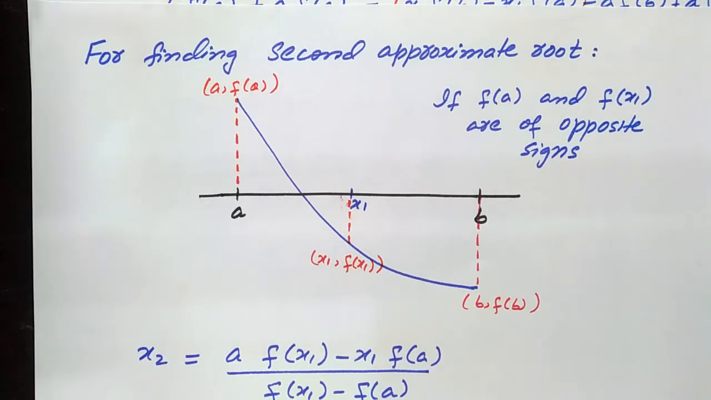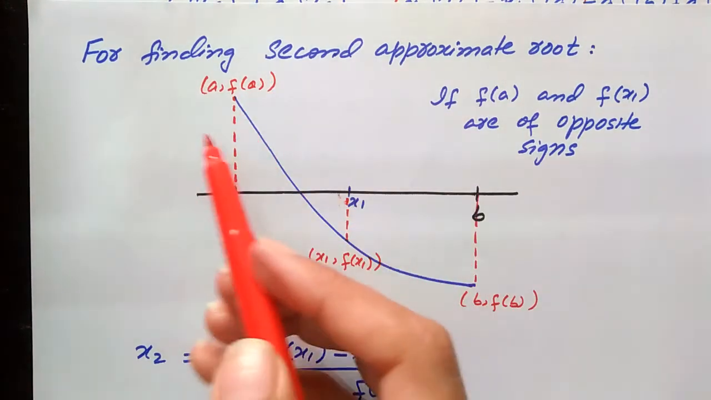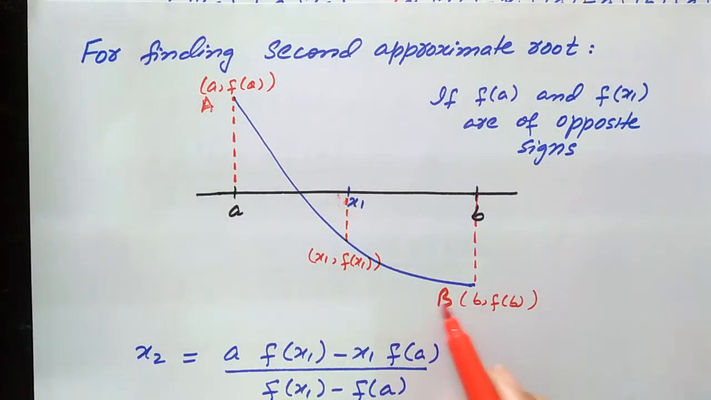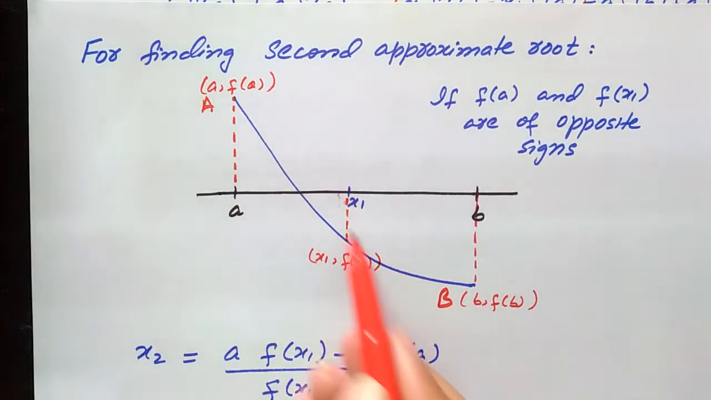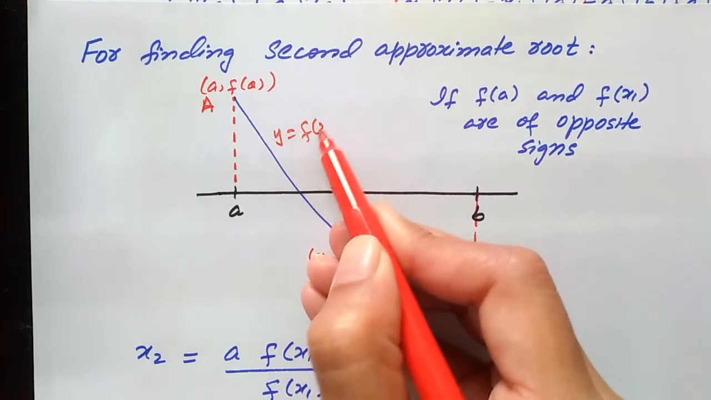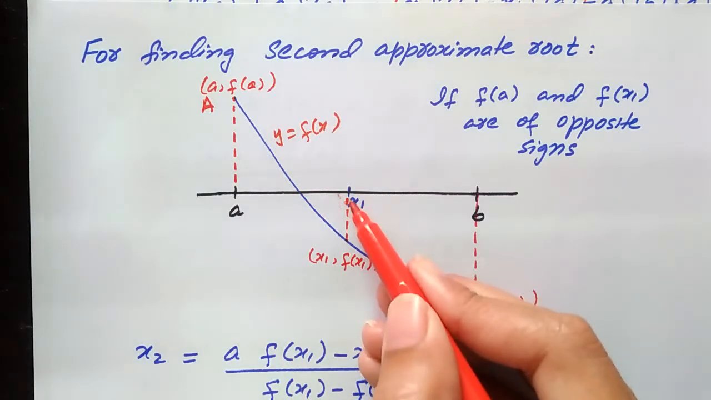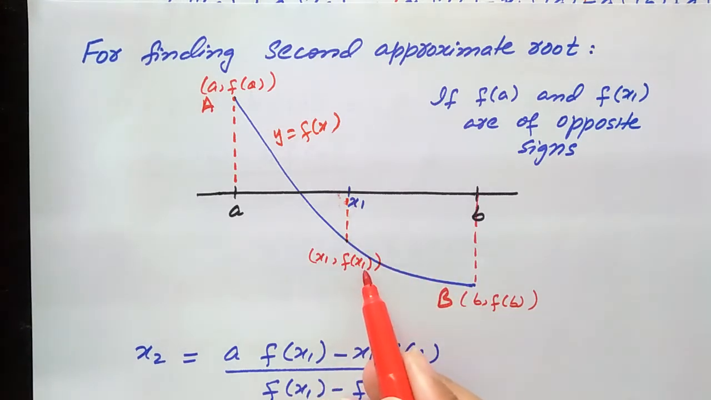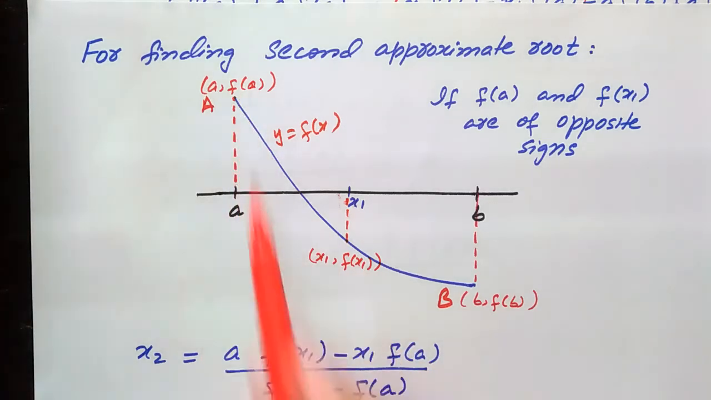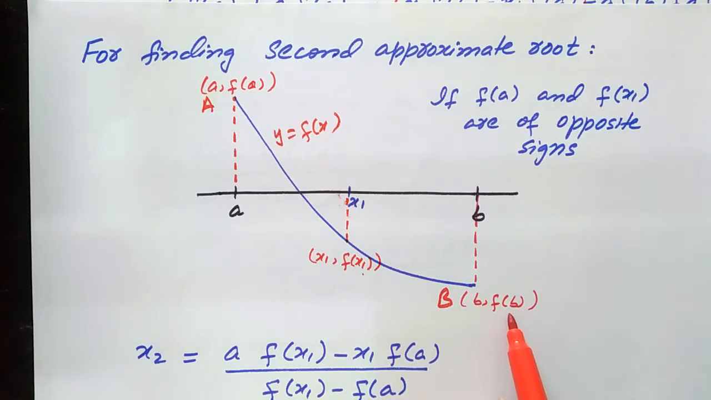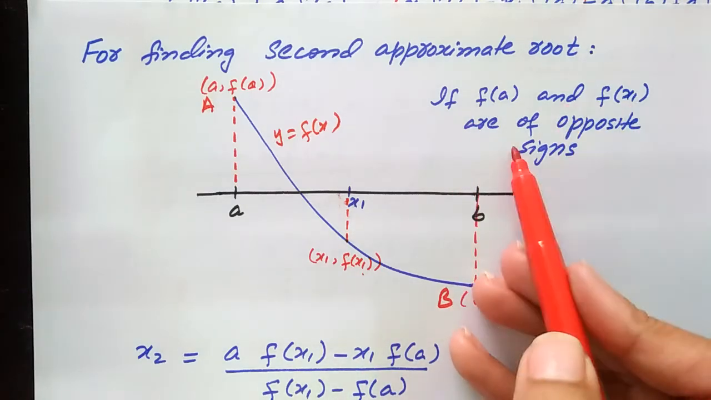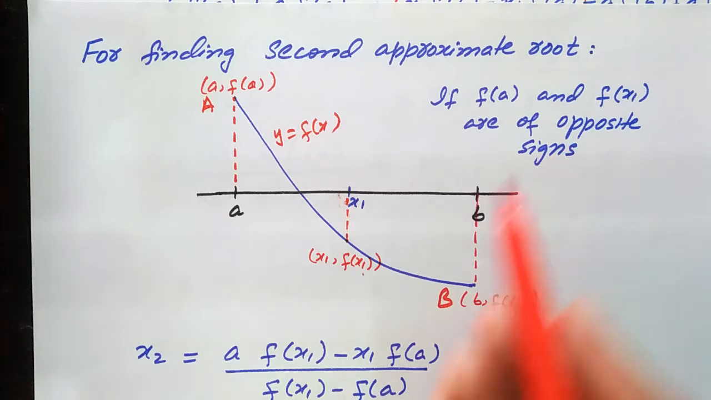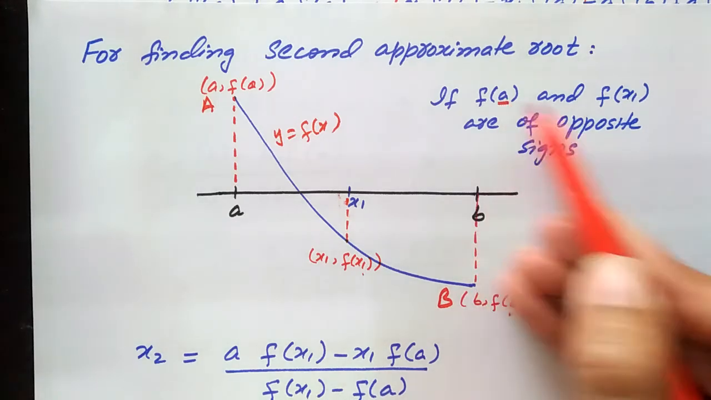For finding the second approximate root, we have 2 points, a and b, that we discussed earlier, and this curve is for y = f(x). Now we got the first approximated value, x1. So this point touching the curve y = f(x) will become (x1, f(x1)). Now we will observe the behavior of f(a), f(x1) and f(b). If f(a) and f(x1) are of opposite signs, then this shows that the root will lie between a and x1.